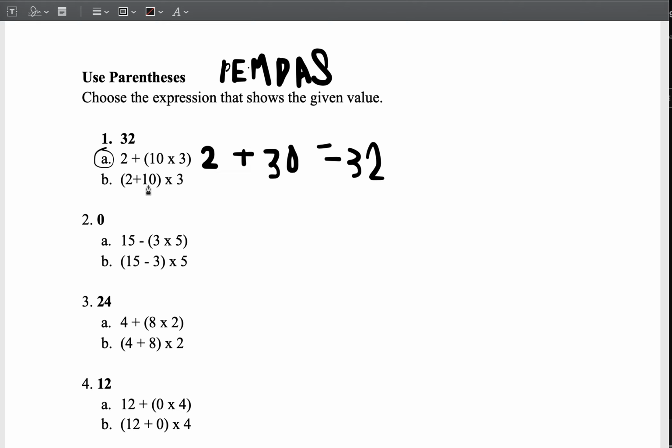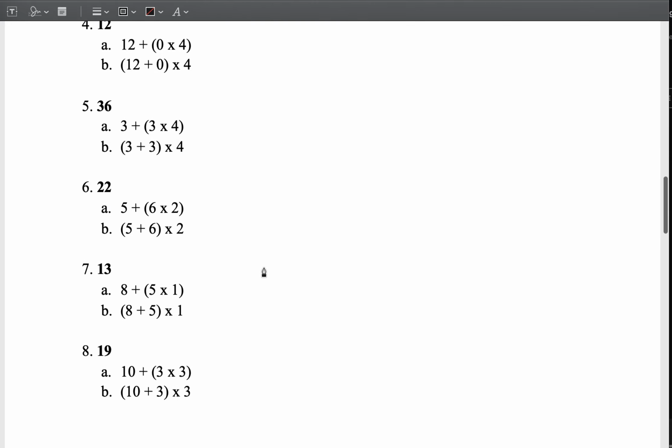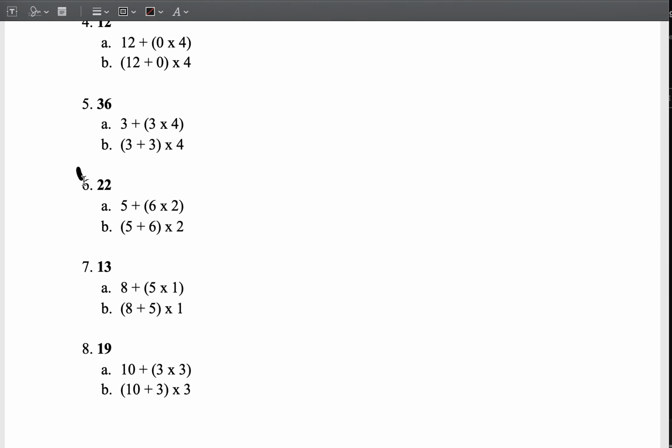Because for this one, 2 plus 10 is 12. And then times 3 is not 32. It's like 36, I think. Yeah. Yep. Okay, next question. Let's do number 6.